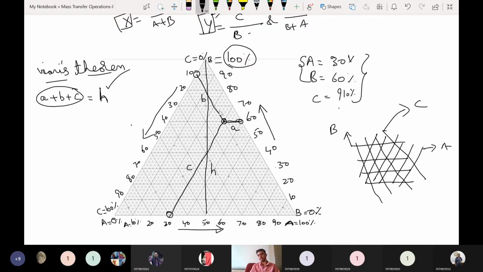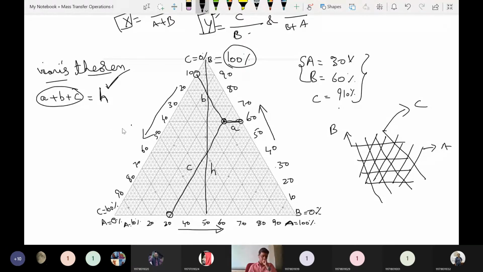Irrespective of where the point is and the way the points are placed, when you add all the lengths of the coordinates, you will get a sum equal to the height of this equilateral triangle. So that is called Viviani's theorem. Is that okay? Yes, sir.